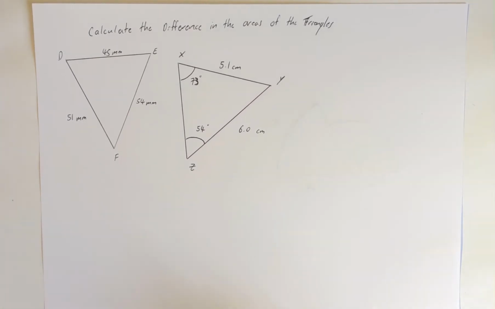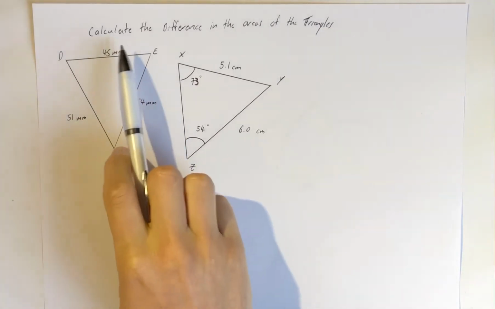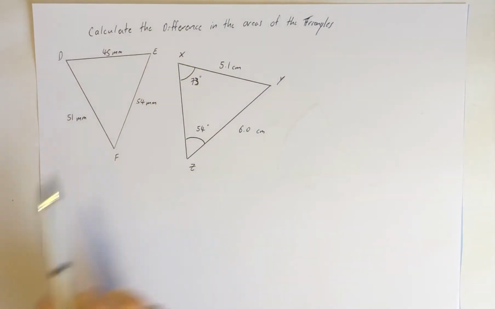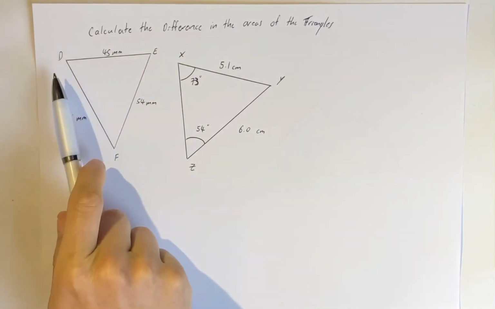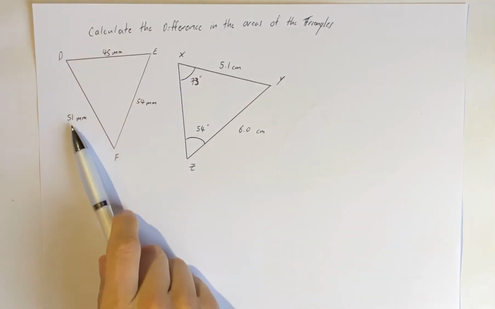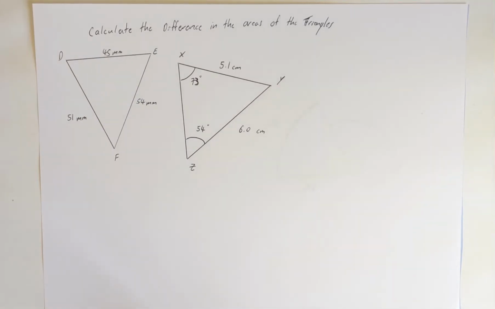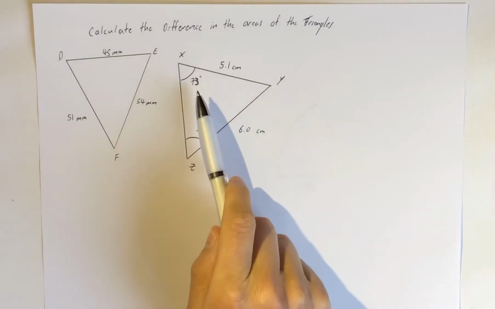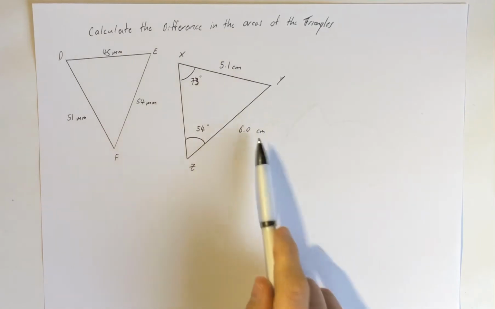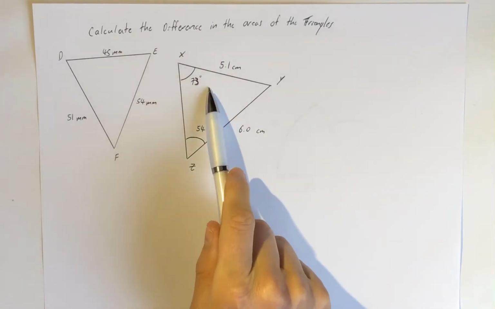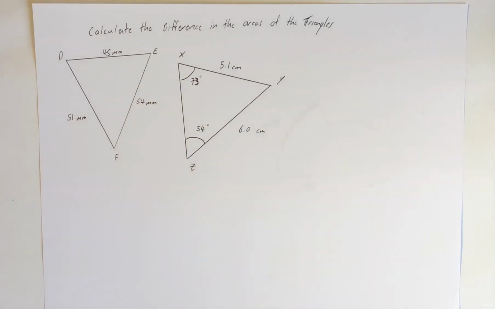So what I'm going to get you guys to do is calculate the difference in the areas of these triangles. So this triangle DEF is 51 millimeters, 54 millimeters, and 45 millimeters, and XYZ is 5.1 centimeters, 6 centimeters, and 73 degrees and 54 degrees. So we want to calculate the areas. So you could pause the video now and give that a go.